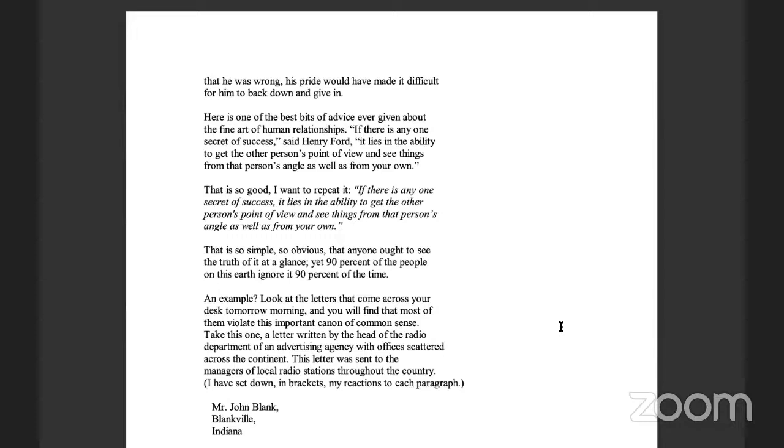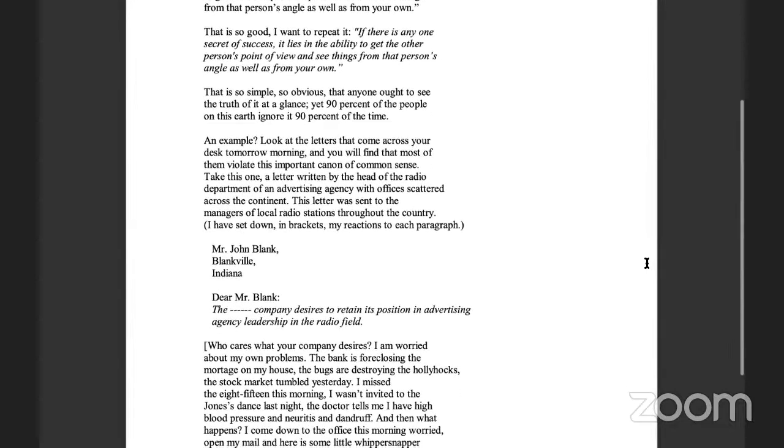It was one of the best bits of advice ever given about the fine art of human relationships. If there is any one secret of success, said Henry Ford, it lies in the ability to get the other person's point of view and see things from that person's angle as well as from your own. That is so good. I want to repeat it. If there's any one secret of success, it lies in the ability to get the other person's point of view and see things from that person's angle as well as from your own. That is so simple, so obvious, that anyone ought to see the truth of it at a glance. Yet 90% of people on the earth ignore it 90% of the time.